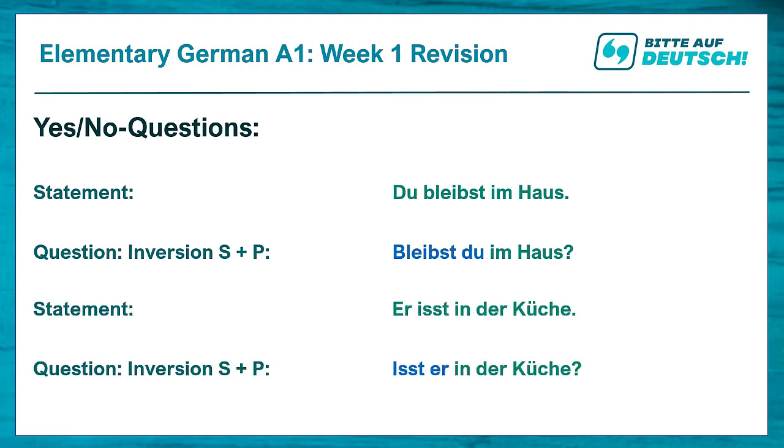Another example would be er isst in der Küche. He's eating in the kitchen. In order to formulate this statement in a yes-no question type of sentence, we will invert subject and predicate, isst, and make it into isst er in der Küche? Question mark. And we can then answer with ja or nein as the most simple response to a yes-no question.